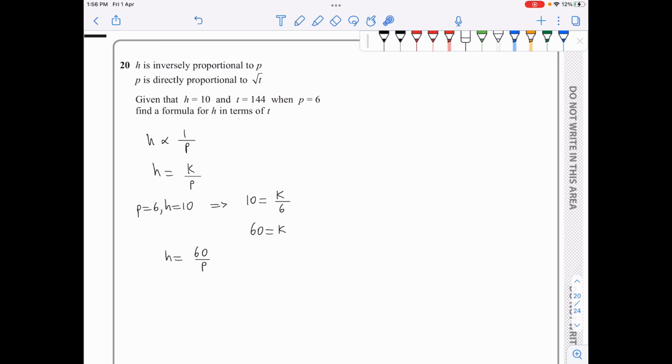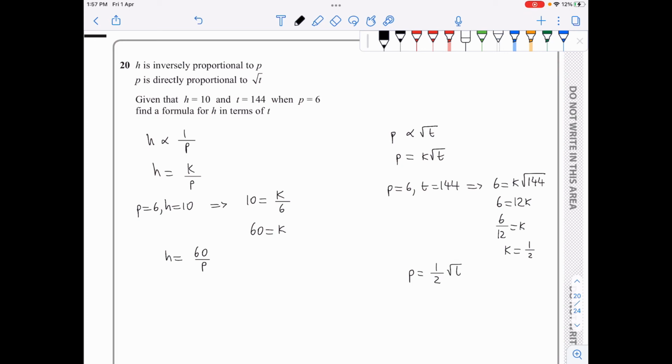At the same time, we know that p is directly proportional to root t. So p proportional to root t. So p is k root t for a different value of k this time. When p is 6, t is 144. So 6 is k times root of 144. The root of 144 is 12, so 6 is 12k. So 6 over 12 is k, which makes k a half. So we now know that p is a half root t.